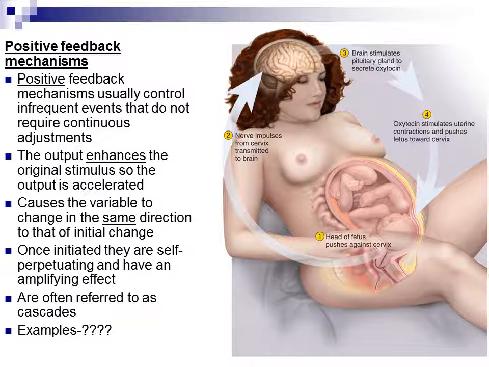In other words, rather than restoring homeostasis, positive feedback mechanisms cause the body to move farther away from equilibrium, farther away from the happy medium. As a result, they are often referred to as cascades, because once initiated, they are self-perpetuating and have an amplifying effect. Given what we have just described, it is not surprising that positive feedback mechanisms are not nearly as common as negative feedback mechanisms. They usually control infrequent events that do not require continuous adjustments.